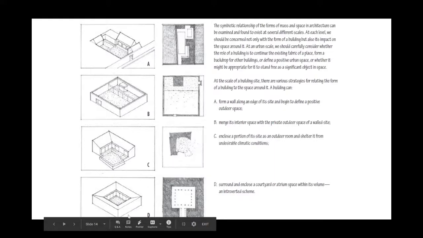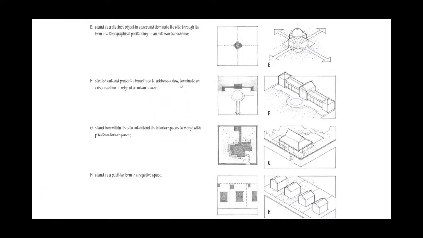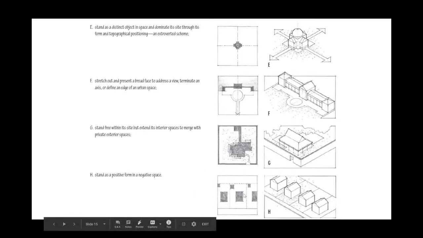So for example, this one as well. So this would be your ground. So the courtyard or the courtroom would serve as your positive space or the volume, and the central portion, which is the opening, would be your negative space. Alright. So these are other examples. So it depends. So this would be a stand free within its site, extend exterior spaces to merge with private exterior spaces for this one. And then this is positive form in a negative space.